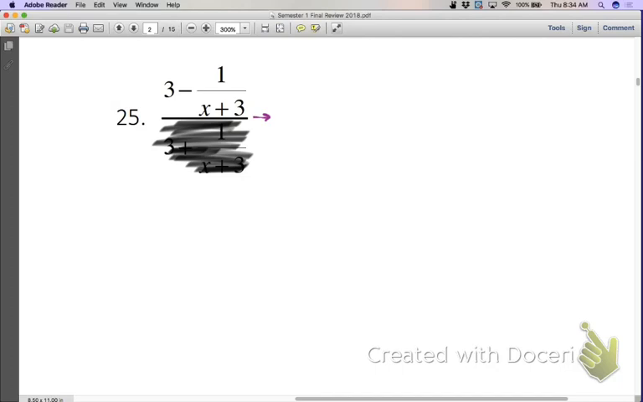Common denominator. So what do I need to have the 3 multiply the top and the bottom by to where it's going to be x plus 3? X plus 3. So I'm going to have 3 times x plus 3 here, and then I'm going to have x plus 3 minus 1 over x plus 3. So then I'm going to combine the top, I'm going to combine the bottom. Whenever I do that, I have 3x, I'm just going to combine so I don't have to rewrite it as many times. I'm going to have 3x plus 9 and then minus 1.